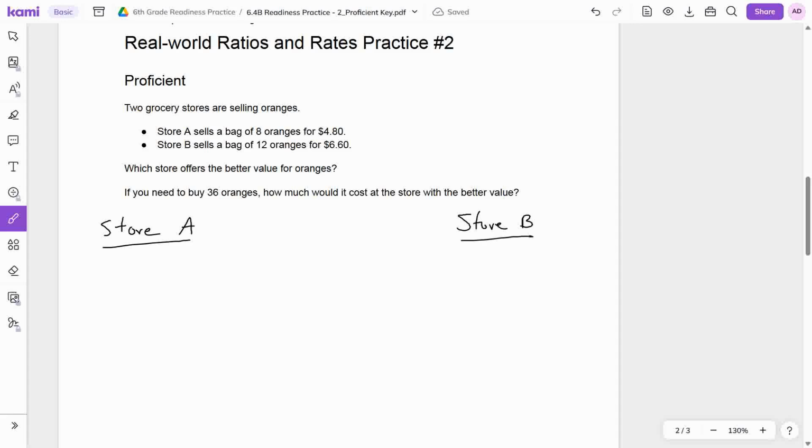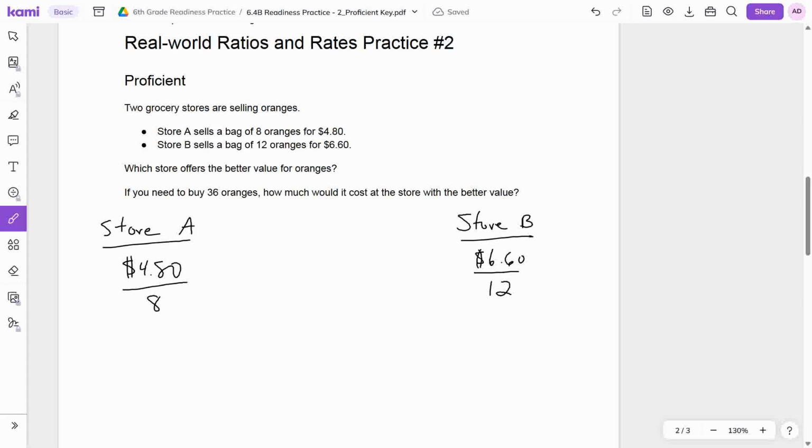Okay, so let's just do 480 gets me 8 oranges. Then I'm going to look at 660 gets me 12 oranges. I want to know the price of one orange. So if I get my unit rate down to per orange, I'm going to basically get my denominator to 1.